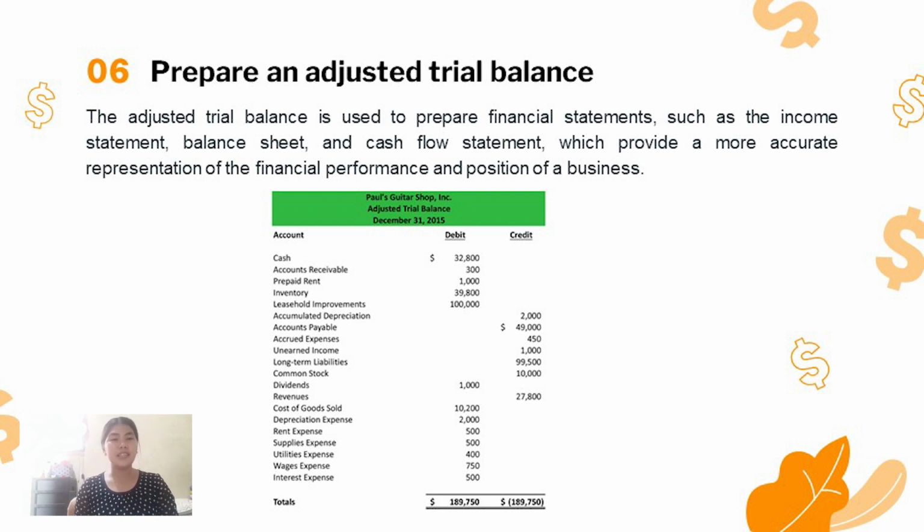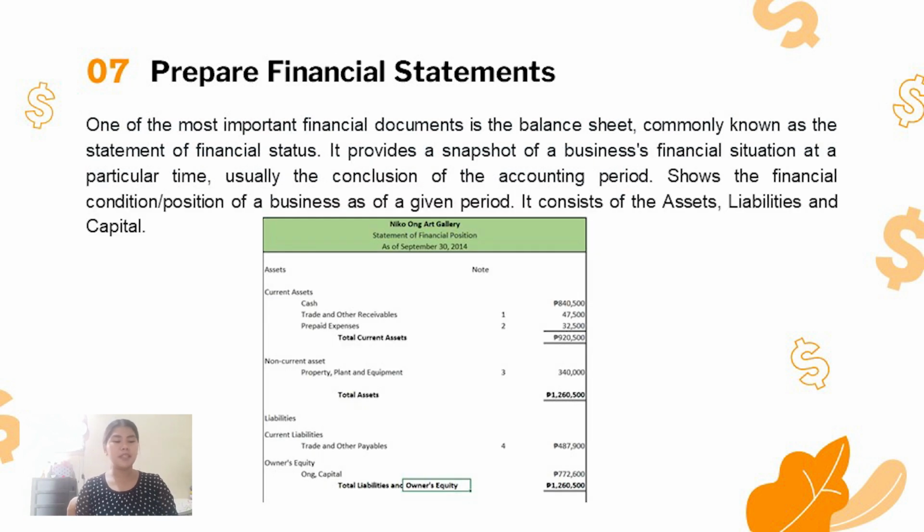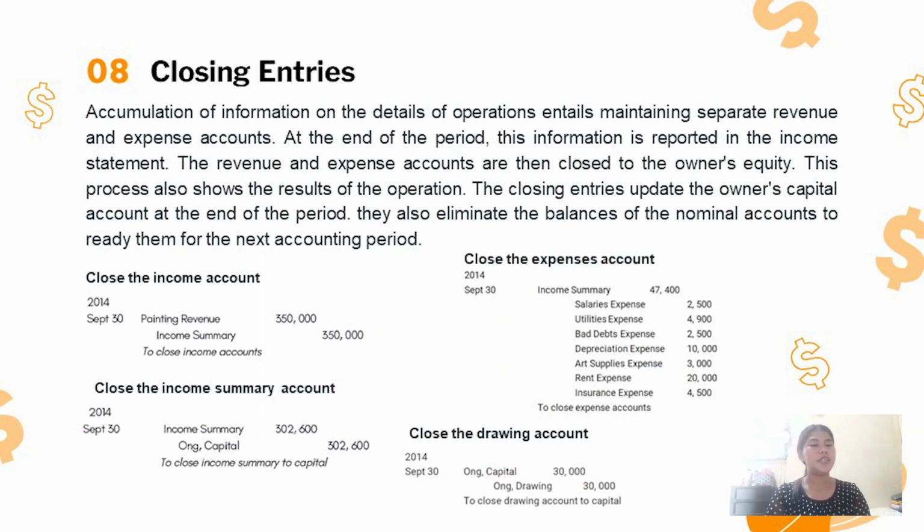So adjusting entries are made at the end of an accounting period to ensure that revenue and expenses are recorded in the appropriate period. These entries adjust for items such as accrued expenses, prepaid expenses, and depreciation. So it is also recorded in the general journal and then posted to the general ledger. So closing entries are made to transfer the balances of temporary accounts to the retained earnings account. This process sets the temporary accounts to zero in preparation for the next accounting period.